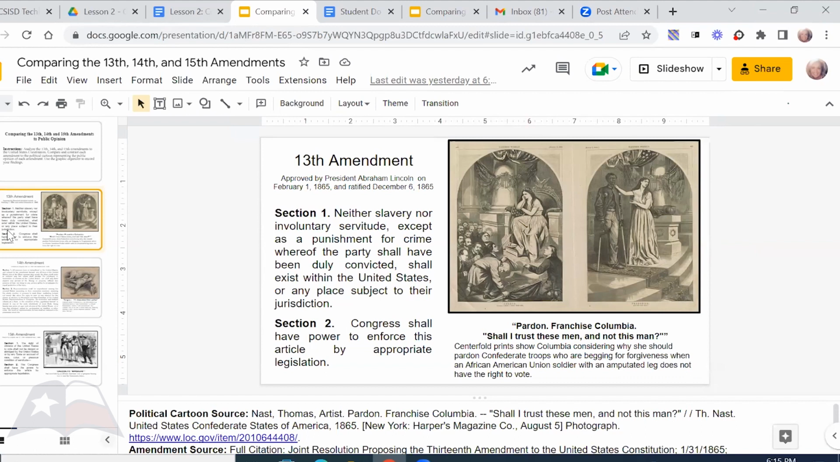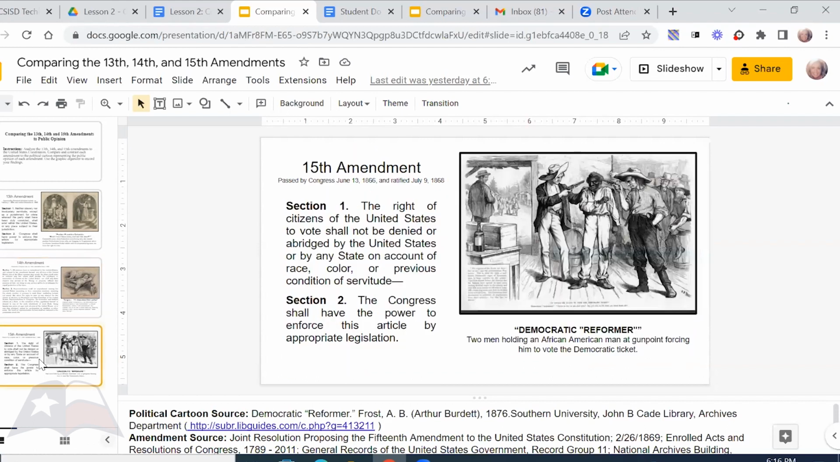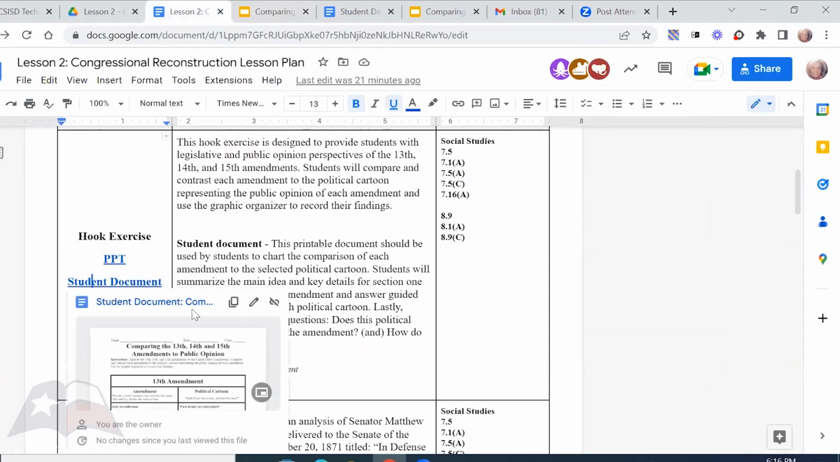And what I've done is created this comparison of the amendments versus the public opinion, which would be a political cartoon. And so these things are represented. We all know that political cartoons really make fun of all these situations, but my students can see what the amendment means a lot better if it's pictured with some of the things that are slandering it. So I'm not going to sit here and go through all of these, but I did want to show you that I've got a student document to go along with that.